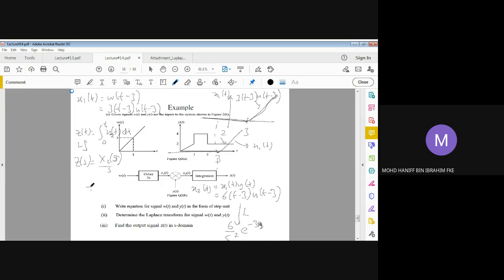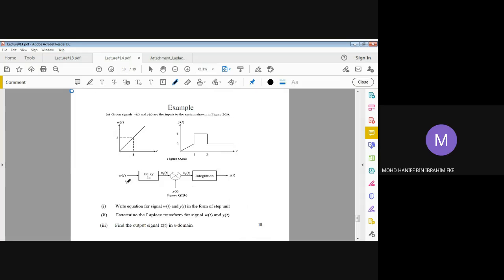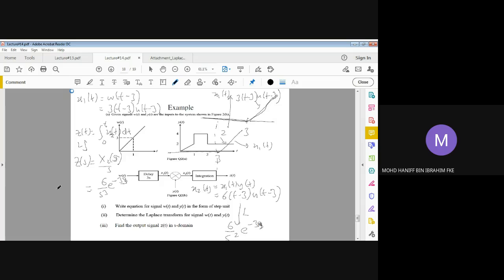We have obtained the X2(s) previously, so we simply divide by s, and we're going to have 6 over s to the power of 3 times e to the power of negative 3s. So that should be our Z(s). We have obtained z(t) in the s domain by simply dividing the X2(s) that we obtained previously by the s term. So this is Z(s), which is z(t) in the s domain.